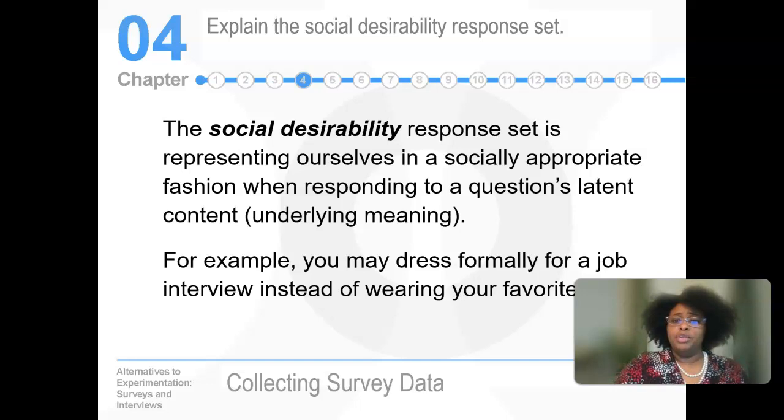So, for an example, you may dress formally for a job interview where you may not be a very formal or business-like person in your dress on a day to day basis, but you're going to show up and dress to impress for that job interview rather than wearing your favorite jeans that may have holes in them or your favorite sweats that you don't care how it's presented. So people tend to respond the same way in surveys or even in interviews because they want to appear socially desirable and not necessarily show that side of them that may not be desirable.